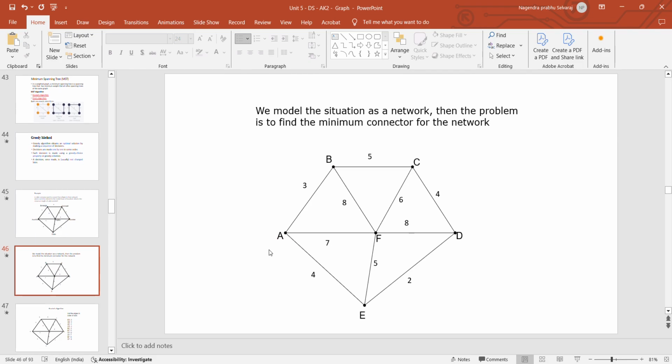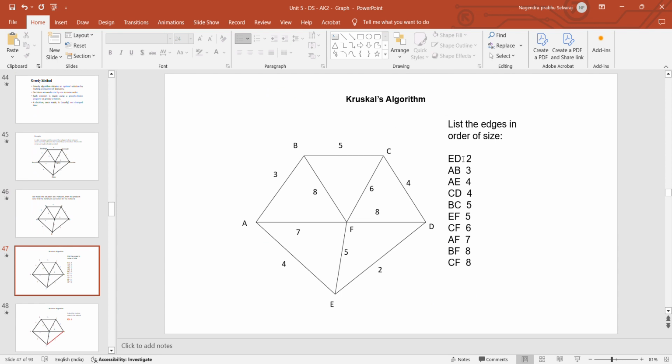Now we can go for the solution. What is step 1? Write all the edges in increasing order. Which one is the starting edge? 2 is the minimum. You can see here ED or DE, you can write in any order. I will take ED as the first. The next edge is AB. The next one is AE or EA, or CD or DC. BC is the next one. Then EF, then CF, then AF, then BF, and then finally CF. So we have written all the paths.